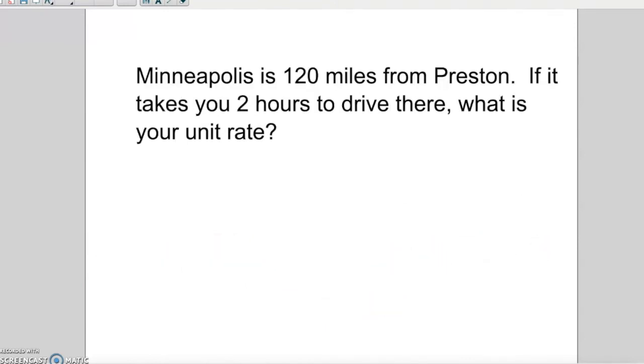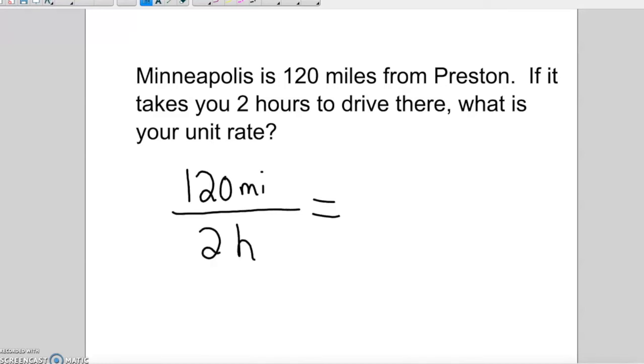Okay. So let's try this one. If you don't have your whiteboards out, make sure you have them out right now, ready to go. Minneapolis is 120 miles from Preston. If it takes you 2 hours to drive there, what is your unit rate? Okay? So think about it. Miles and hours. So write down 120 miles in 2 hours. All right. Try to find the unit rate here. Okay? I'll pause it and push play when you have it.